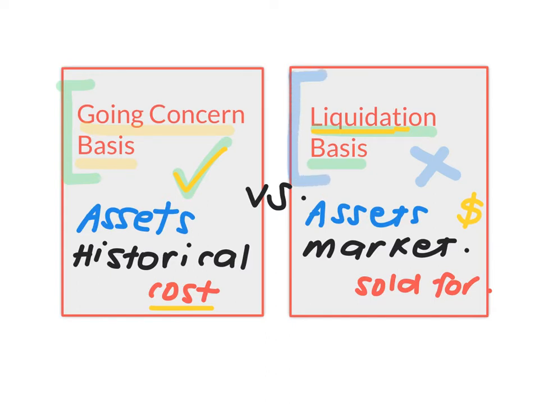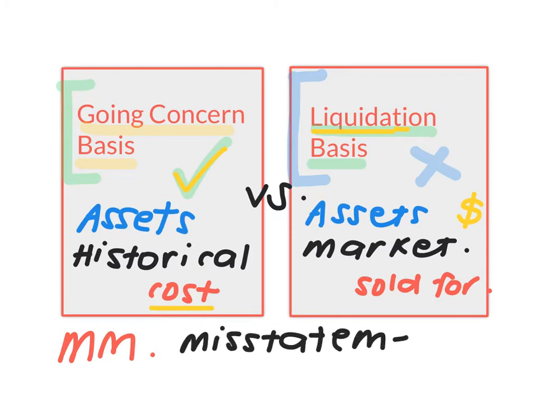Now, this is really important because, as I said, it can result in very different information. And if we get it wrong, or if management gets it wrong, it can result in risk of material misstatement. Okay, that's why it's really important, because if they get the basis wrong, it can result in the whole foundation of the report being incorrect.